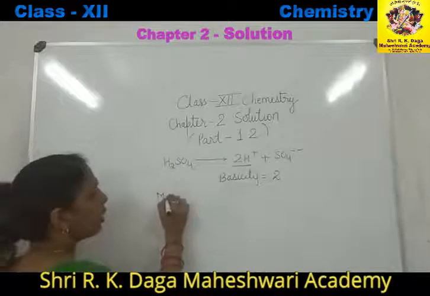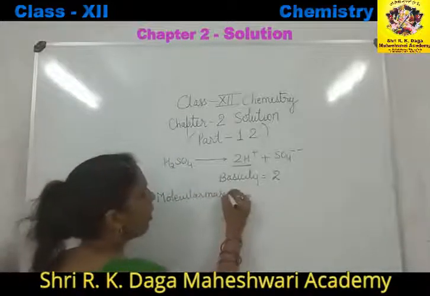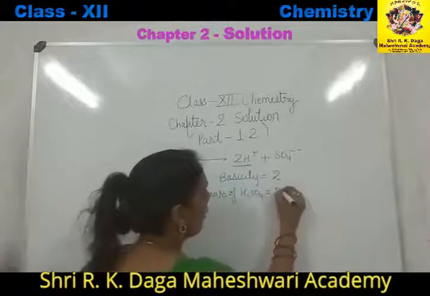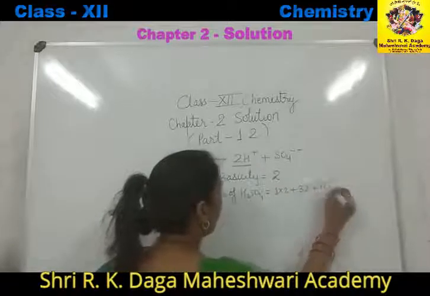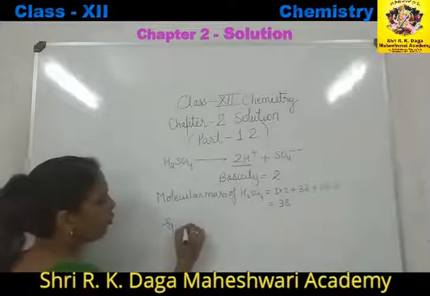Now what is the molecular mass of H2SO4? It is 1 multiplied by 2 plus 32 plus 16 multiplied by 4, so it will be 98. So what will be the equivalent weight of H2SO4?